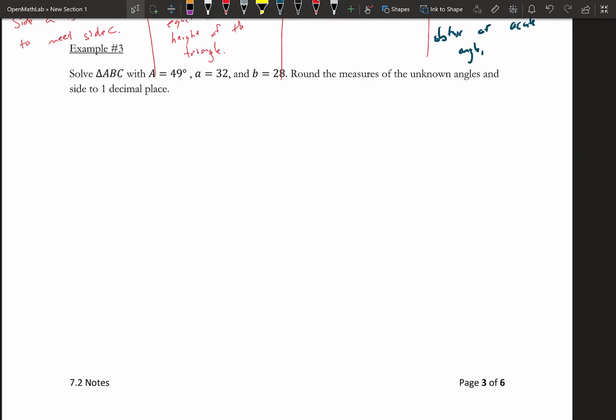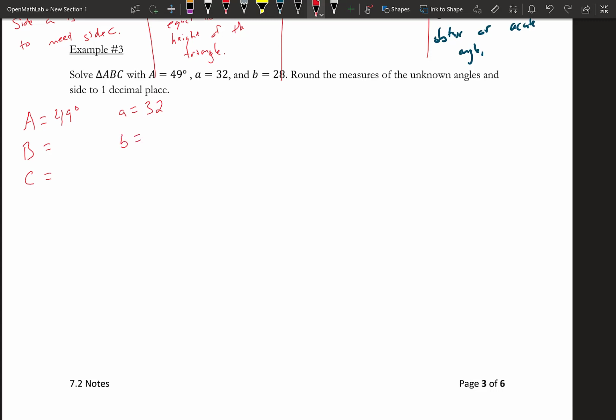So this first example, we want to be able to solve triangle ABC with given angle A and then two sides, right? Angle A is 49 degrees. Angle B and C we don't know. Little a is 32. Little b is 28. And little c we don't know. These are just in generic units, but I just won't write that this time.